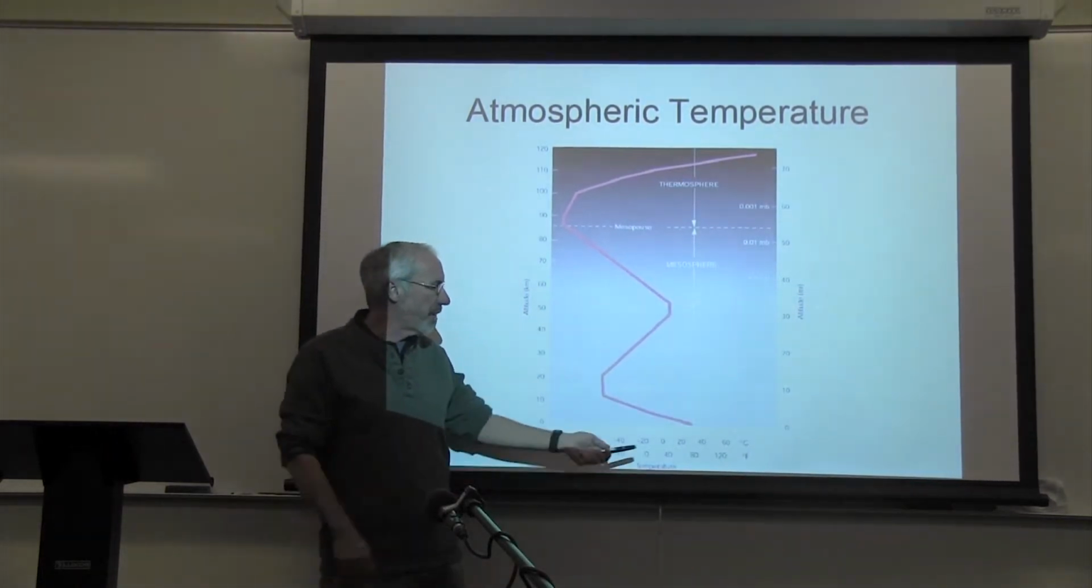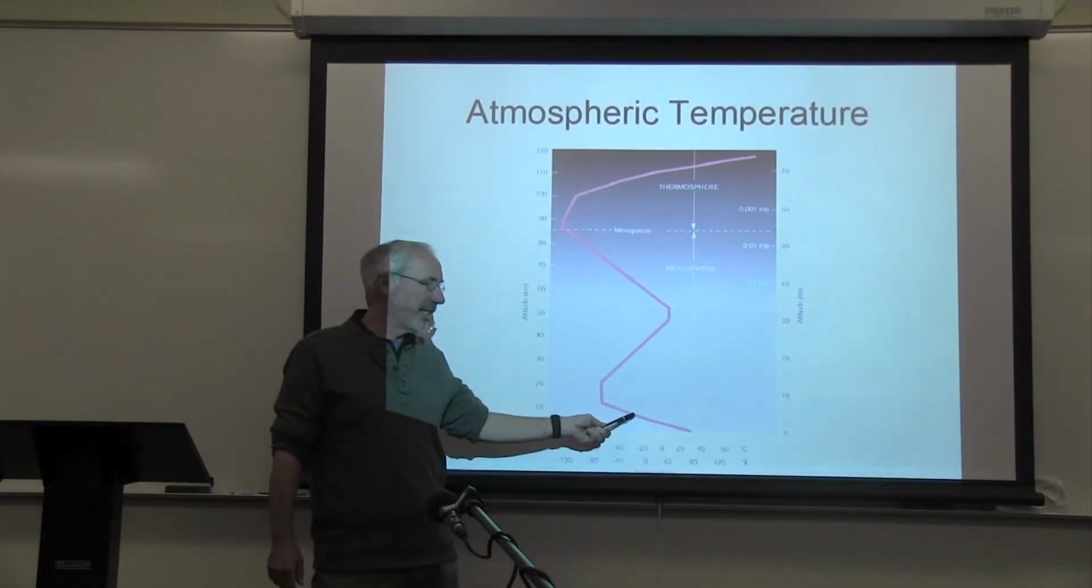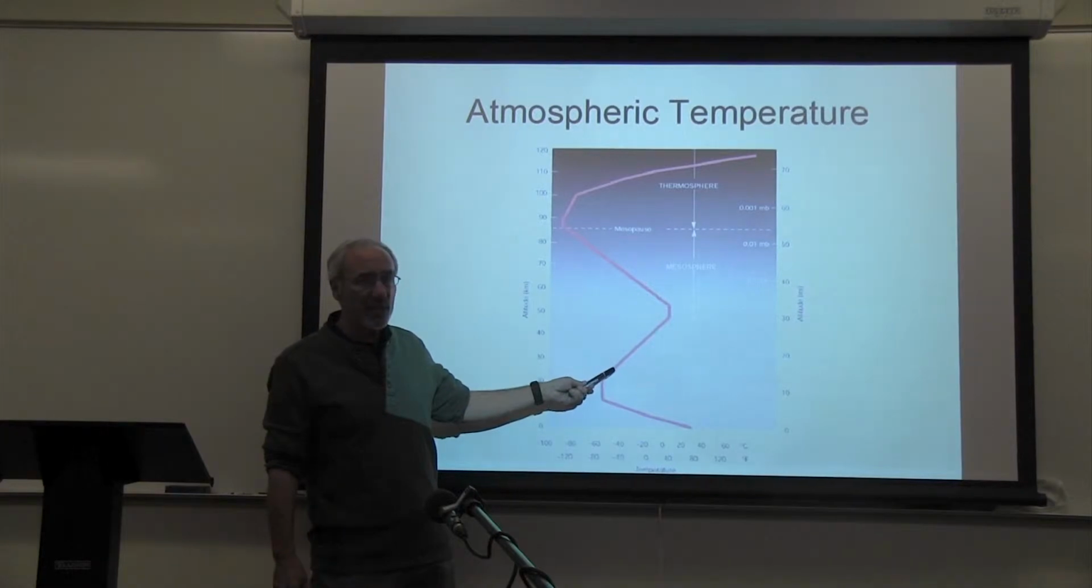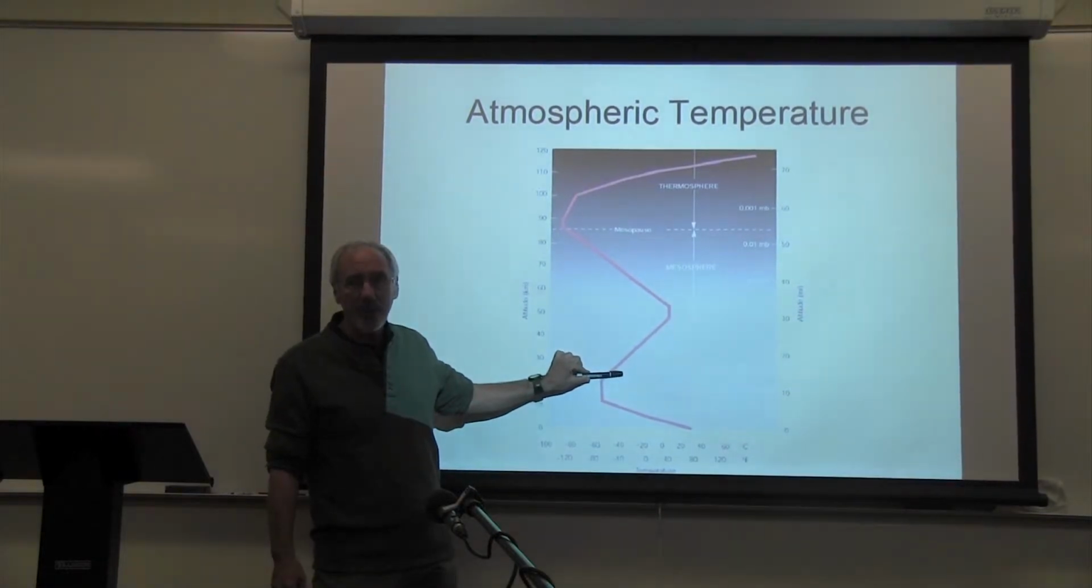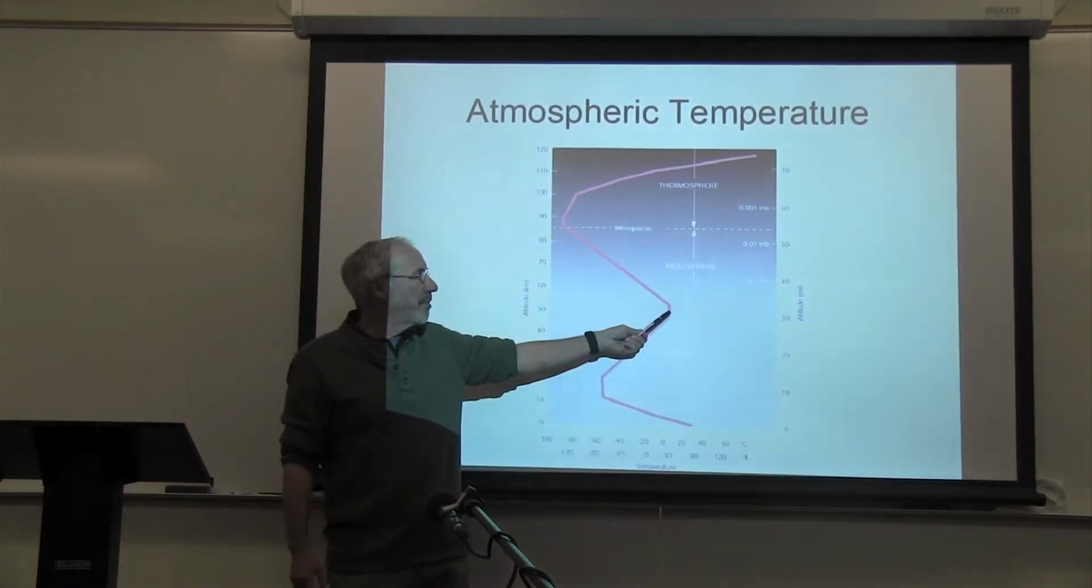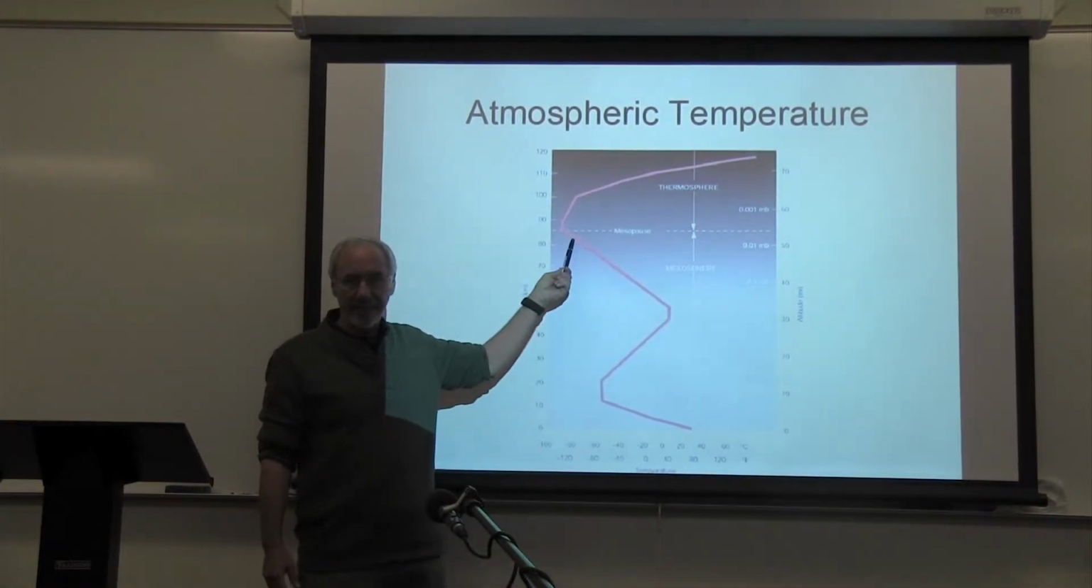So just to review, to summarize, temperature decreases steadily through the troposphere. It then increases in the stratosphere because the ozone, the O3, is absorbing ultraviolet light and heating up. Then when we get up to the mesosphere, temperature declines again.